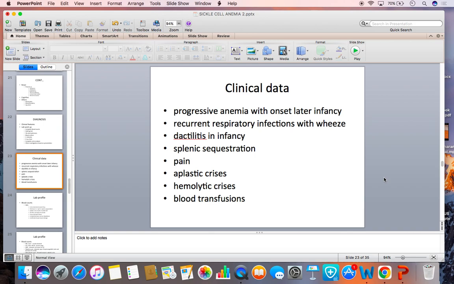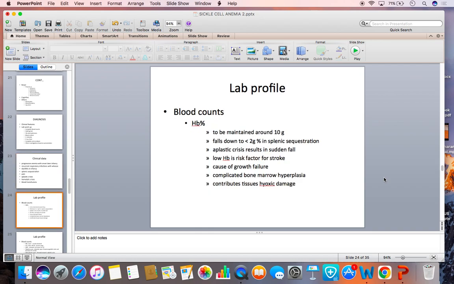Then in the presence of the clinical data, progressive anemia with onset in late infancy, recurrent chest infections with wheezing, dactylitis occurring in infancy, splenic sequestration, pain, aplastic crisis, hemolytic crisis, history of recurrent blood transfusions, you collect the blood samples for laboratory profile.